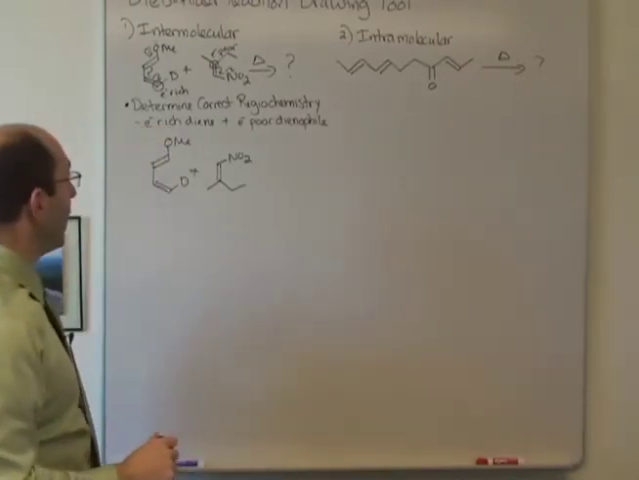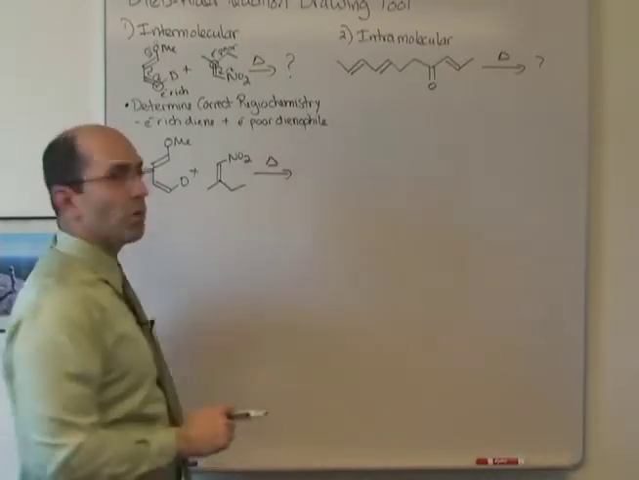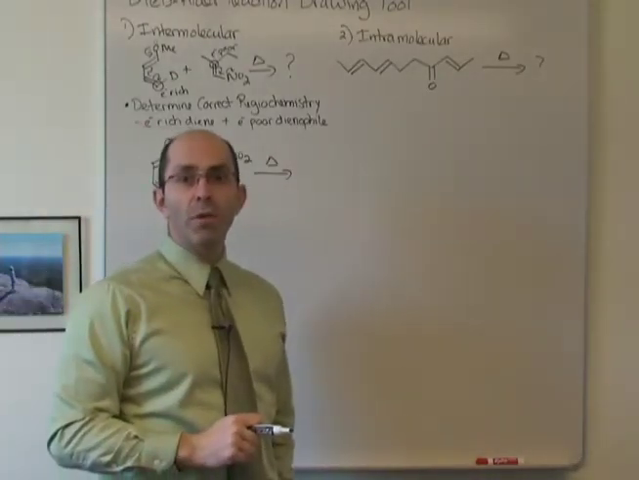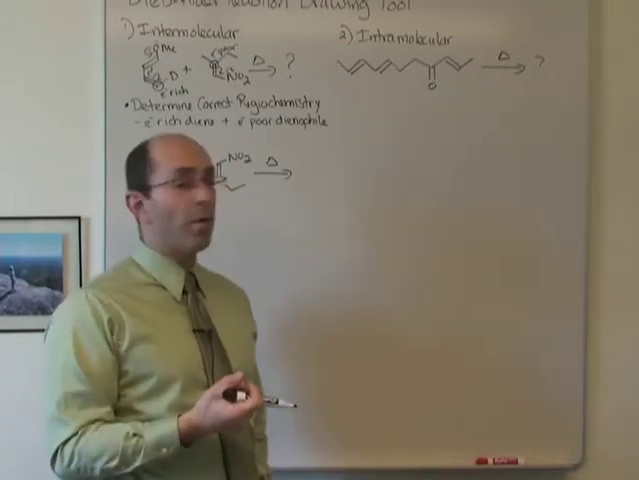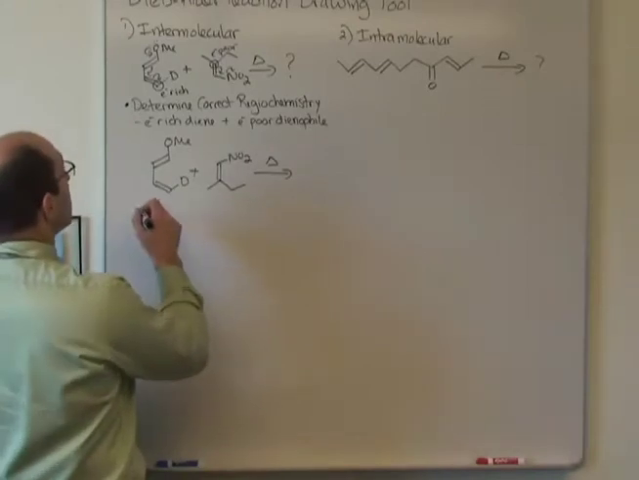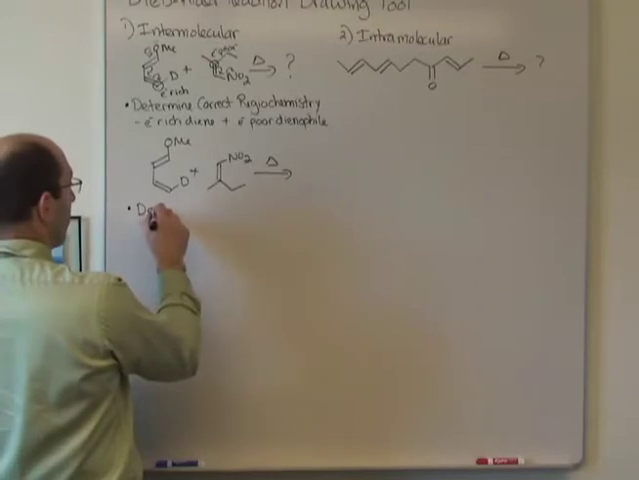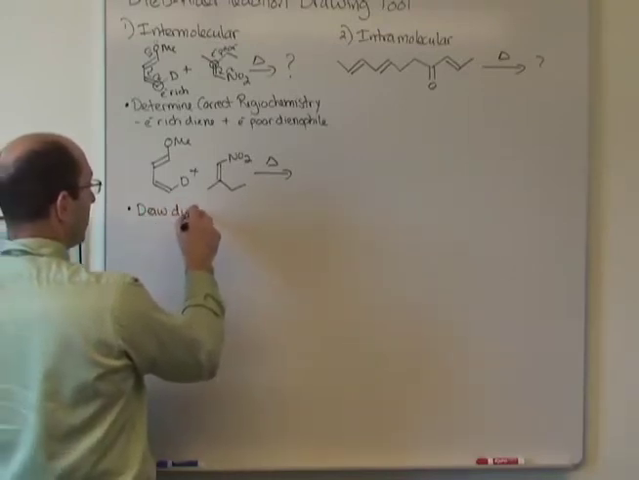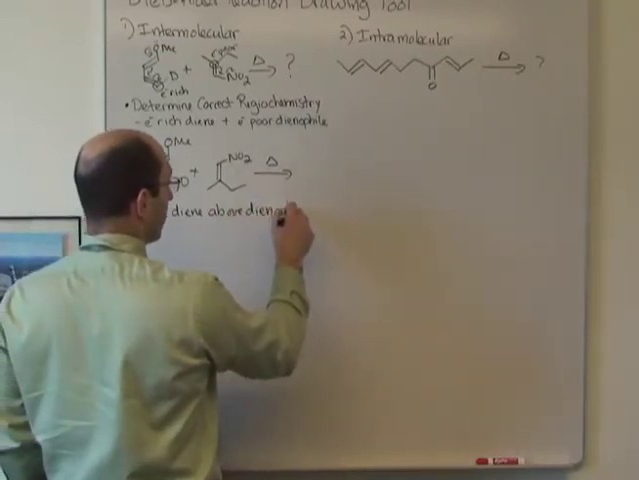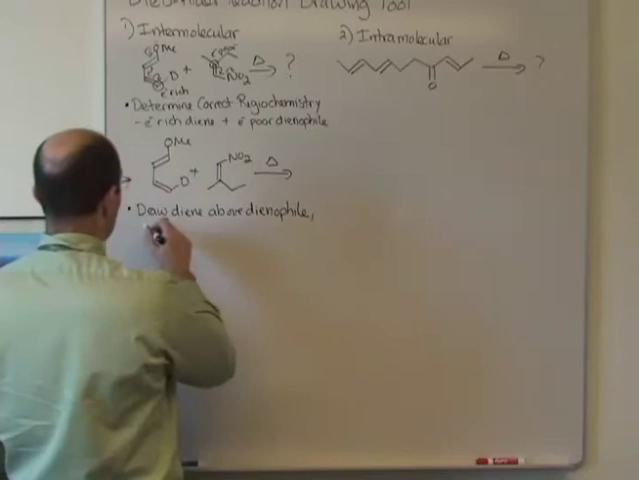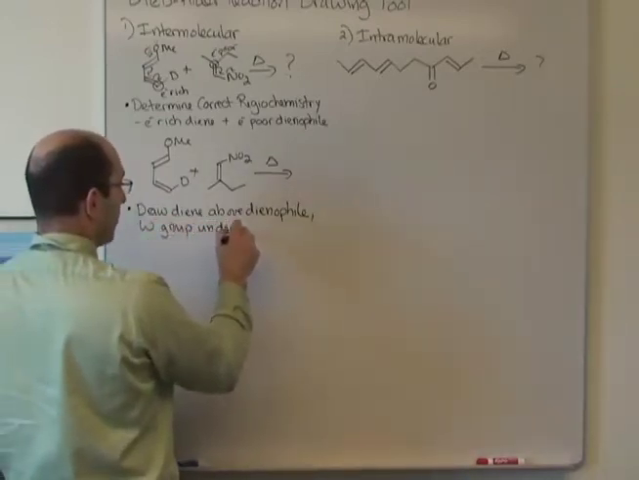So now when we think about what's going to happen in this reaction, and again, this is just our standard thermal Diels-Alder reaction, we have to think about how are these two things going to interact, and the drawing tool enables us to show how that happens. So for our drawing tool, we determined the correct regiochemistry. So now we're going to draw the diene above the dienophile, with the W group underneath.